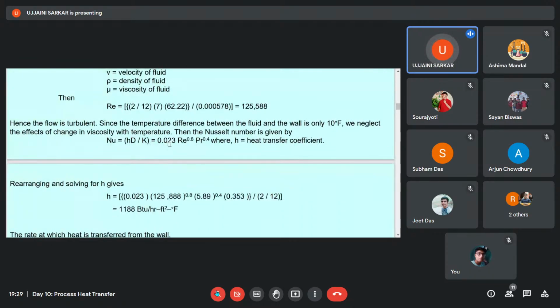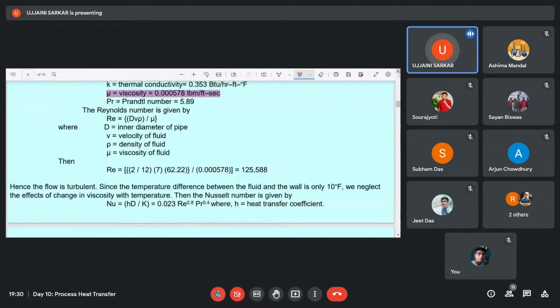hD by k is 0.023. So this will be small k actually, I will change it. 0.023 into Reynolds number to the power 0.8 into Prandtl number to the power 0.4, and find out the h value. So Reynolds number you have noted. Prandtl number is given in the problem. It is 5.89. So please quickly find out using this expression.